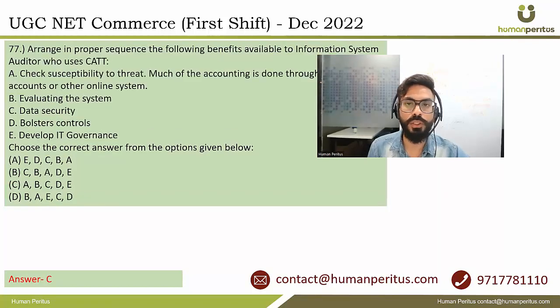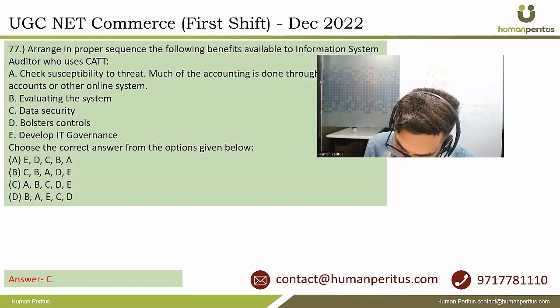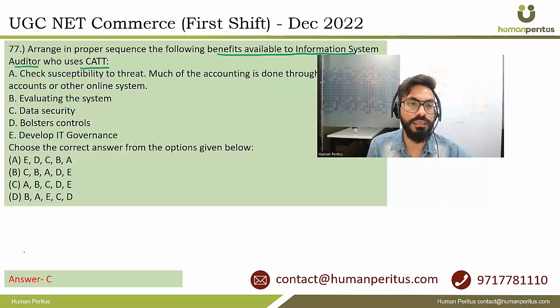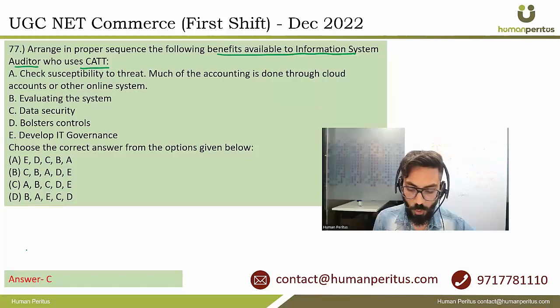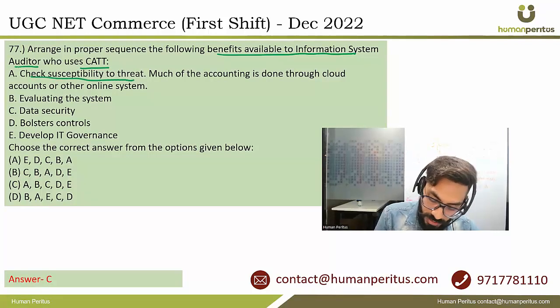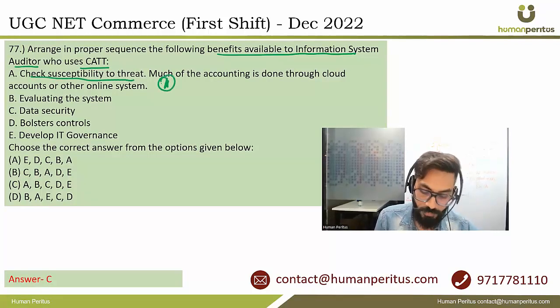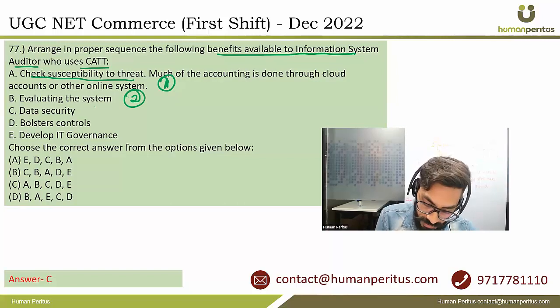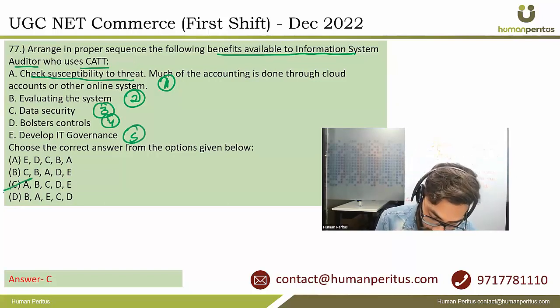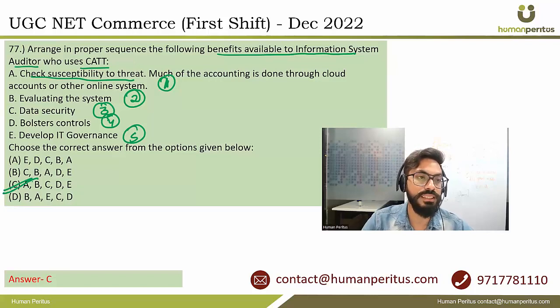The next question talks about benefits available to information system auditor who uses CAT. So what can an auditor do using CAT? First, they can check the susceptibility to the threat. This is your first thing. They can evaluate, yes, data security, absolutely, bolster control, and then can develop an IT governance. So the correct answer, the correct sequence is C.